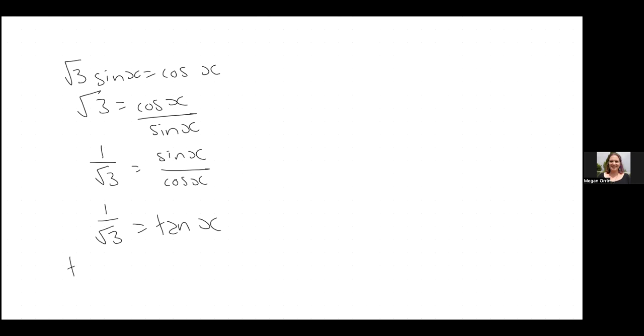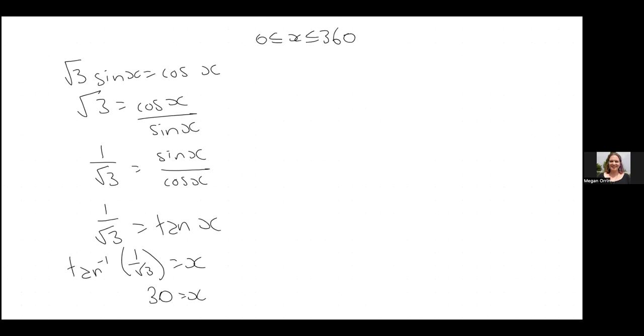Someone type that into a calculator. Make sure your calculator is in degree mode. Actually, let's do both, degrees and radians. So what have I got? 30. Okay, so if I've got 30, now the thing that you're going to be told is that I want answers between 0 and 360. So this is one of my answers, isn't it?